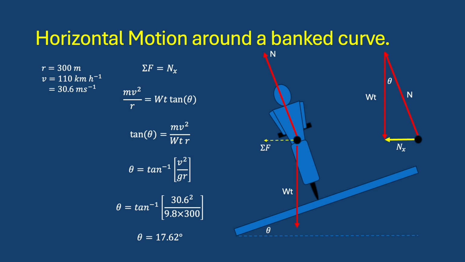We know that our net force is equal to the horizontal component of our normal force. So mv squared on r equals weight tan theta. Tan theta equals mv squared over weight multiplied by radius. The masses cancel out, leaving us with theta is equal to tan to the negative 1 of v squared over gr. 30.6 squared over 9.8 by 300 gives us an angle of bank equal to 17.62 degrees. And it should not matter if it's a cyclist, a motorcyclist, a car, or a truck.